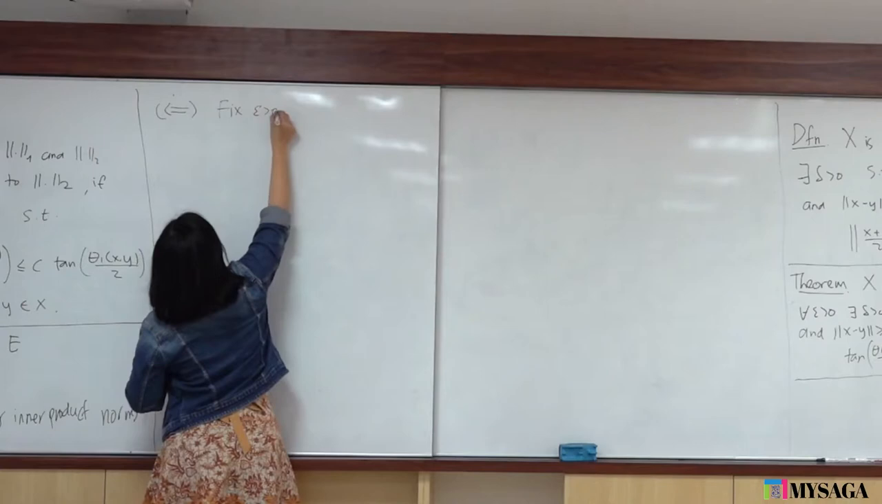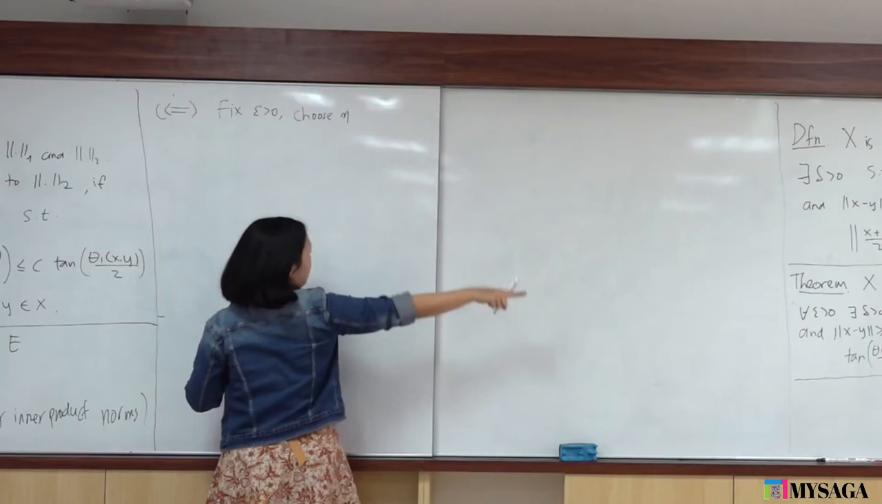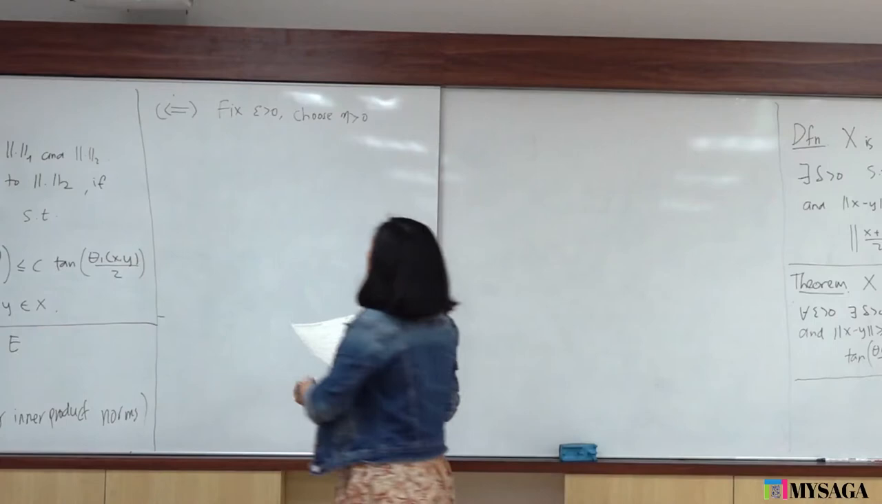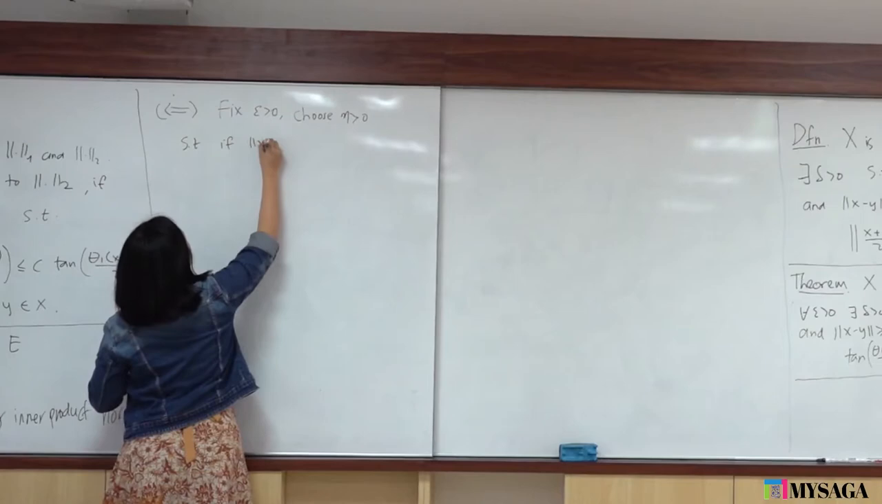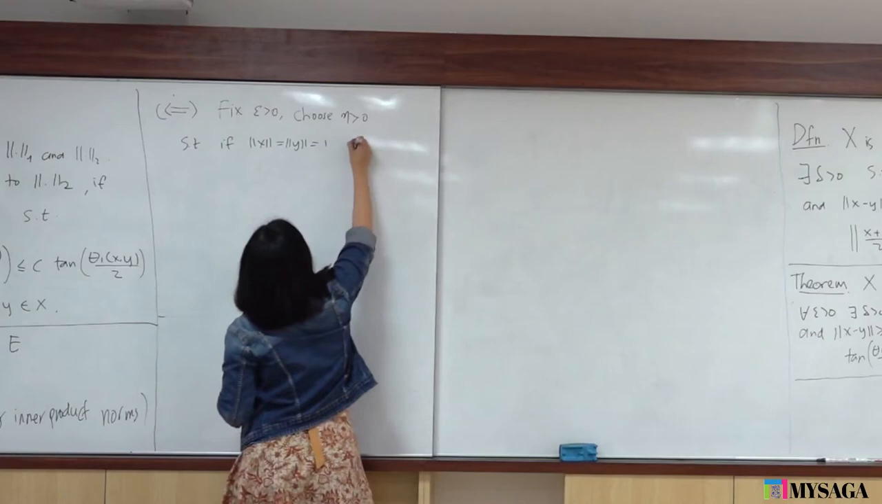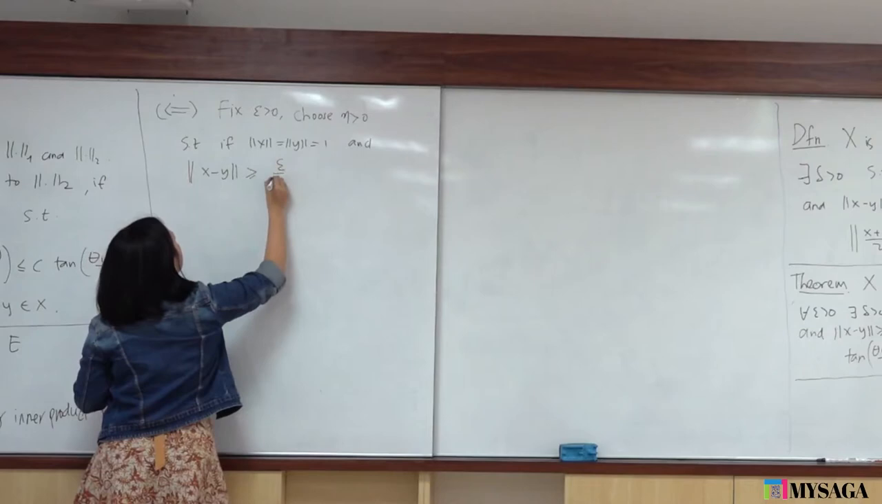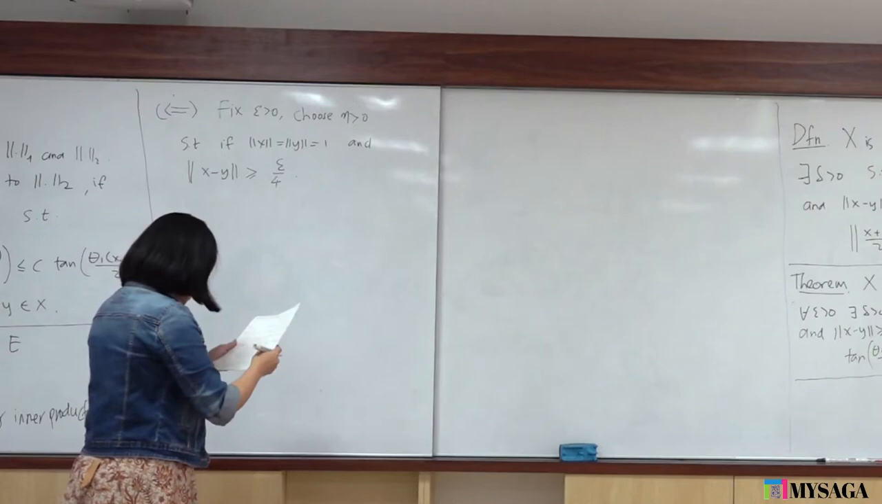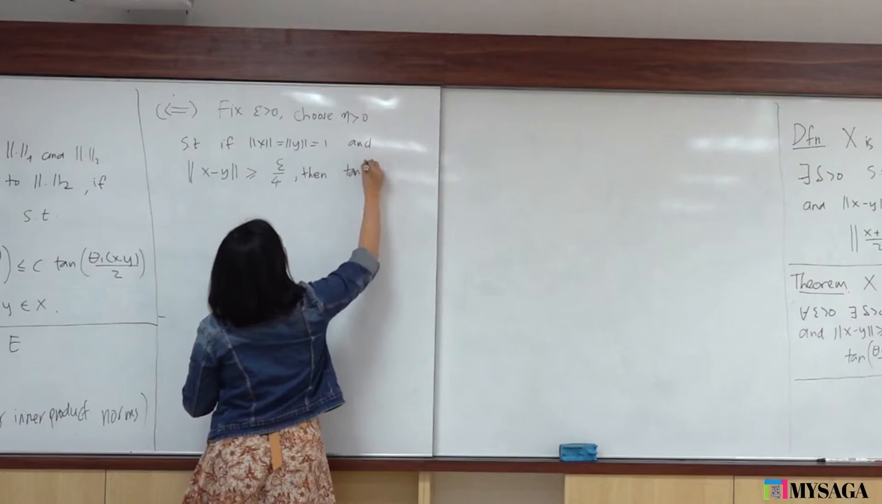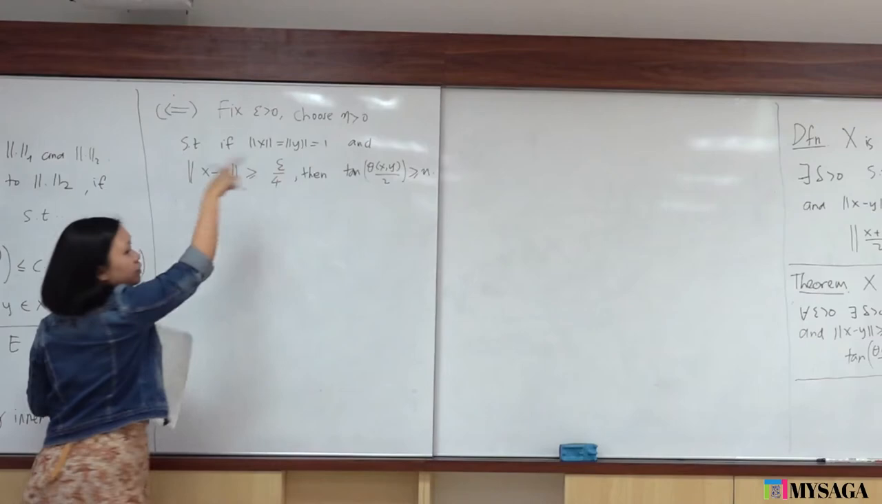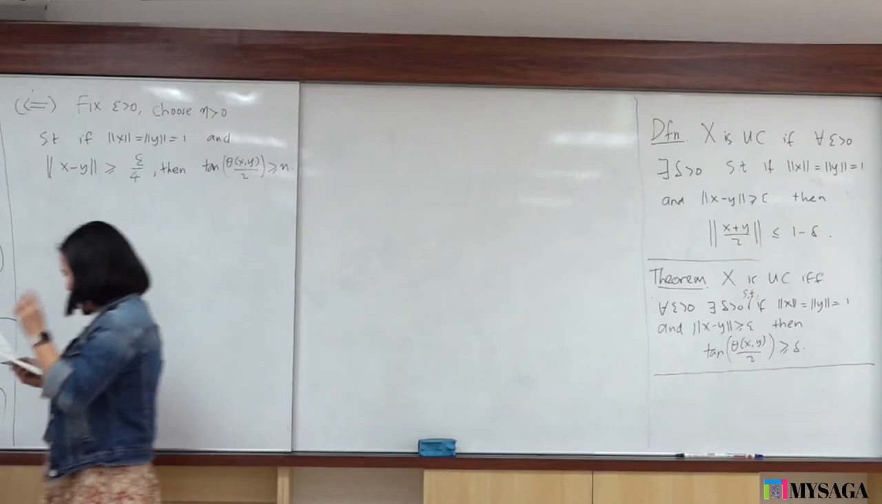I'm going to use eta for the guy at the bottom, and I will choose delta so that we have something like this. Okay, choose eta positive such that if norm of x equals norm of y, which is 1, so they're on the unit sphere, and now I will make their distance greater or equal to epsilon over 4, rather. You will see why later on. Then, from our assumption, tangent theta x y divided by 2 is greater or equal to eta. So I choose eta in such a way that I have this satisfying something, because we have that as our assumption.